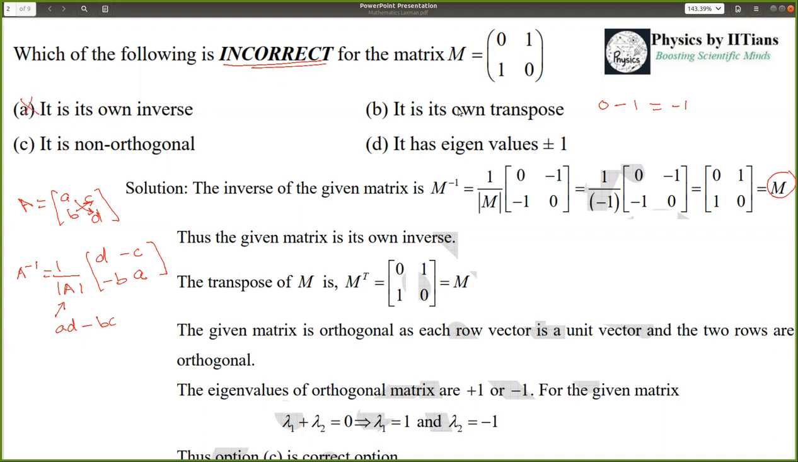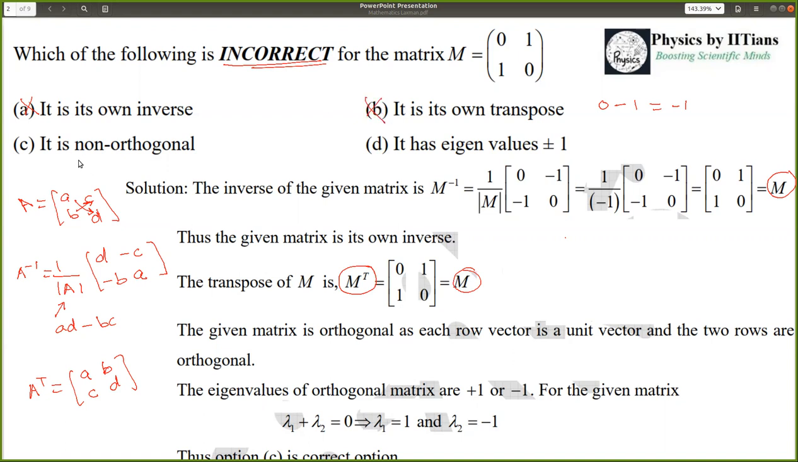Now the second option says it is equal to its own transpose. So you can take the transpose of this matrix. For the same matrix, suppose A is A, B, C, D, the transpose is given as: the row will become a column. So the row A, C will become a column, and B, D is another row, it will again become a column. So for the original matrix M, if you take rows as columns and columns as rows, you will get the same matrix. The transpose comes out equal to the original matrix. So this option is again correct, but you have been asked for the incorrect option, so it will not be the answer.